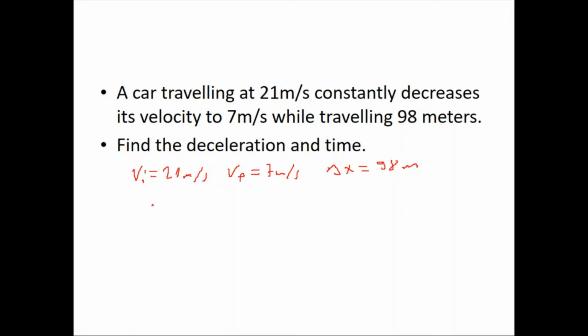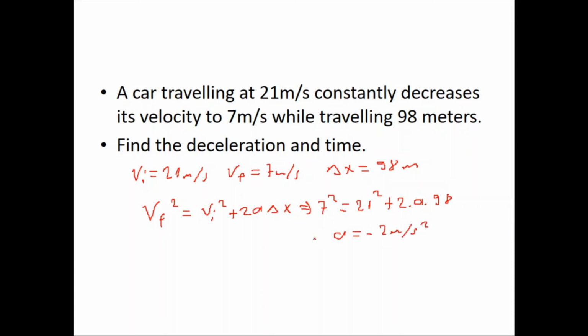Then to solve this problem, first of all, for the deceleration, we can use v final squared is equal to v initial squared plus 2a delta x. Now, final velocity is 7, so 7 squared equals initial velocity 21 squared plus 2 times a times 98. If we do this calculation, we will see that acceleration is going to be negative 2 meters per second squared. This negative shows that the object is decelerating. Its velocity is decreasing.